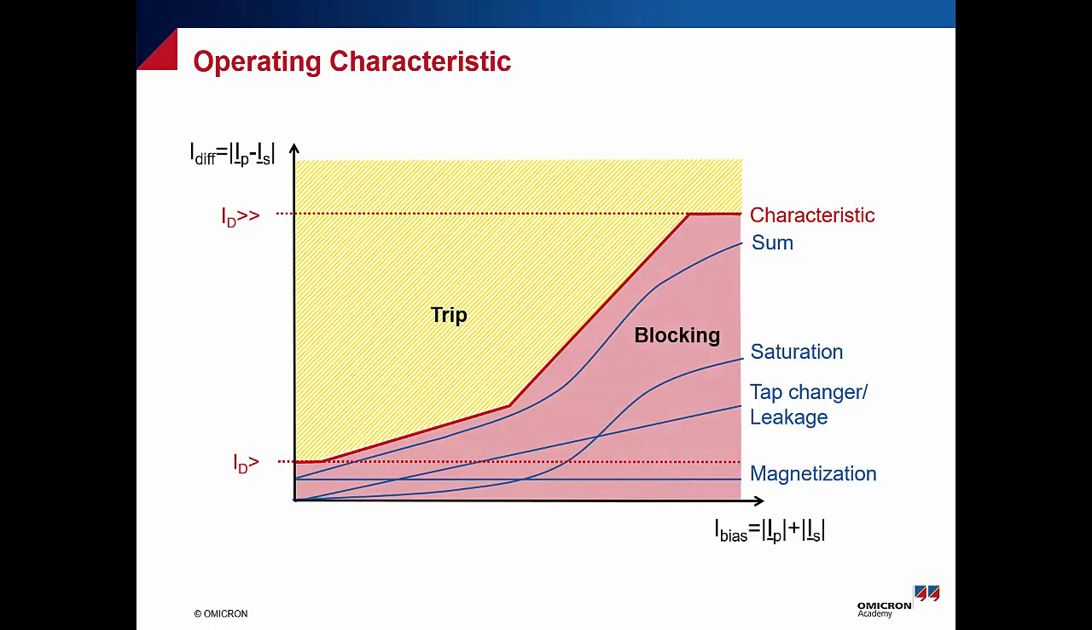And as you see here, the area below the curve or the slope will be a blocking area. We call it sometimes restrained or biased area. No trip will occur. And above should be the trip area, and the trip area in any case should trip if we have the differential current allocated in this area with this yellow color.